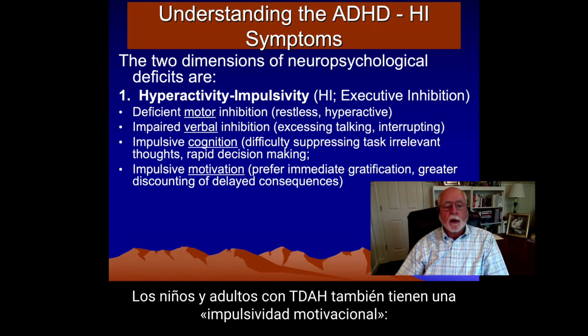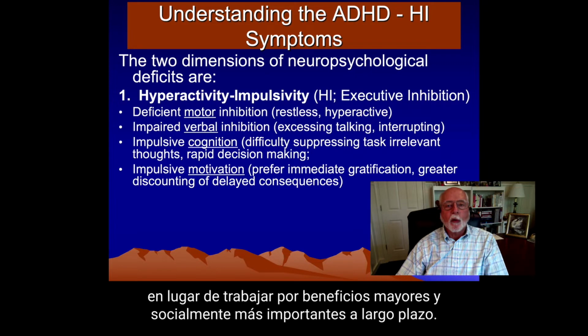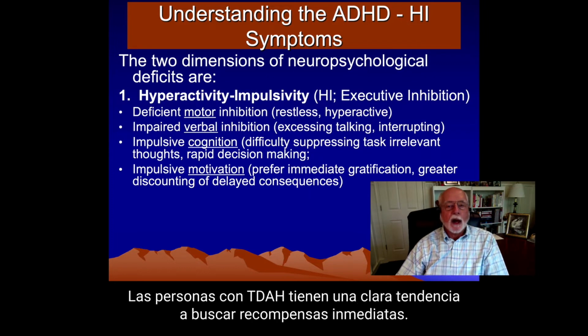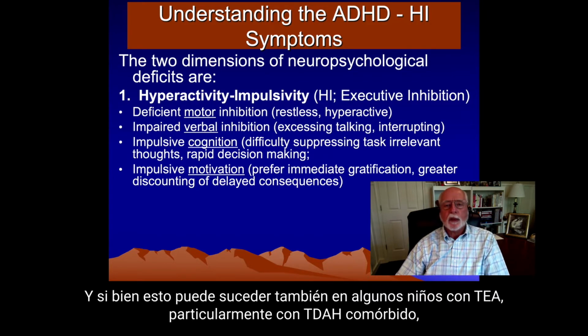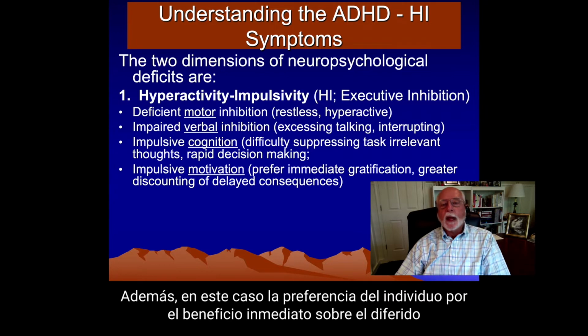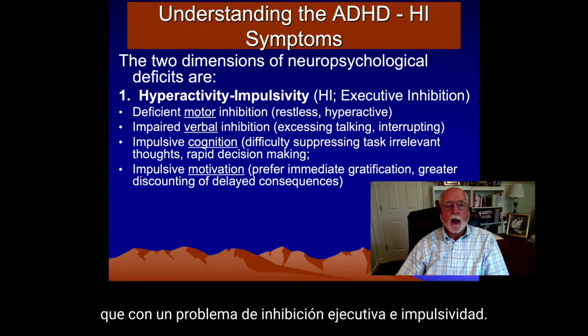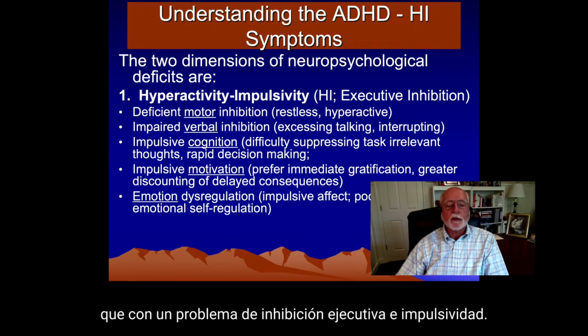ADHD children and adults also have a motivational impulsivity in that they routinely opt for small, short-term consequences over working for larger, later, and more socially important consequences. So there is a clear high time preference in people with ADHD for pursuing immediate rewards. And while this might be to some extent true of some ASD children, particularly if they have comorbid ADHD, it is not a classic symptom of the disorder. And the individual's preference for immediate over delayed consequences probably has more to do with any presence of coexisting intellectual disability rather than a problem with executive inhibition and impulsivity.